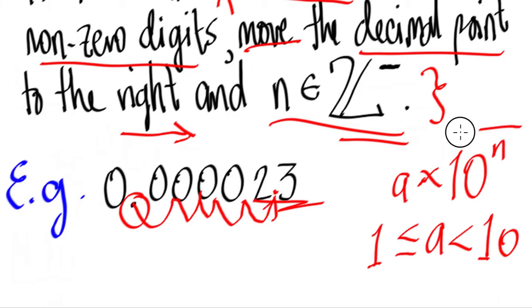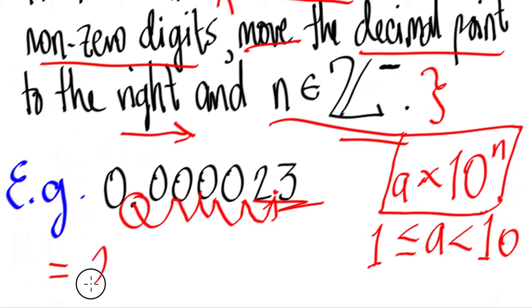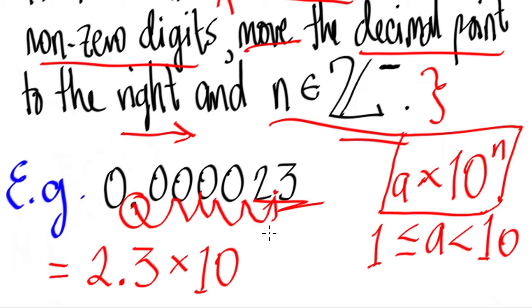So therefore, given this formula for our scientific notation, we must have the value of a as 2.3. So this is equal to 2.3 times 10. And our n is said to be negative because we're going to the left. So we count the number of steps. We went to the left. So we have 1, 2, 3, 4, 5. Okay, so 5 steps going to the left. And don't forget, it should be a negative integer. So therefore, 10 raised to negative 5.